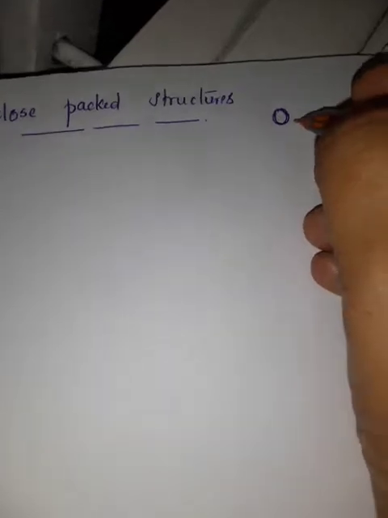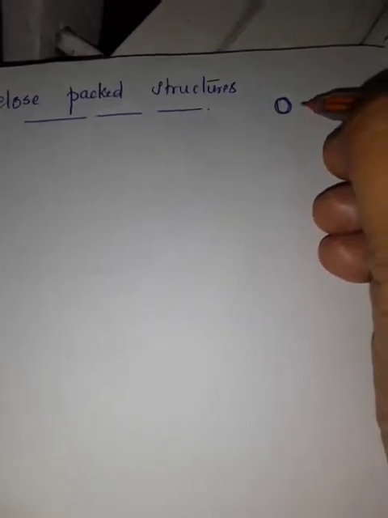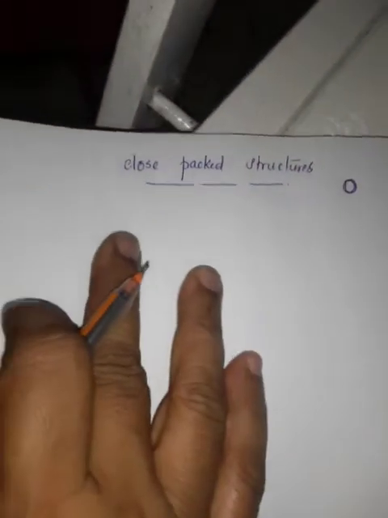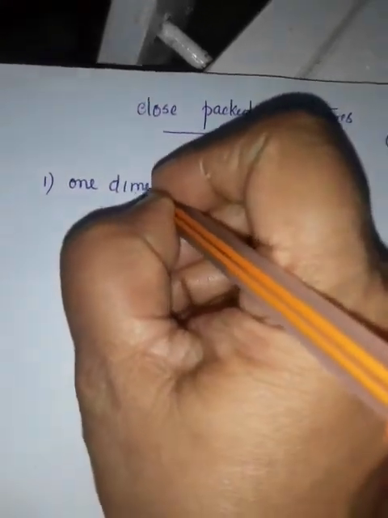So we consider the constituent particles as spheres like this. Consider the particle as a sphere. Now we are going to learn how these particles are closely packed in 1 dimension, 2 dimension and 3 dimension. First, close packing in 1 dimension.